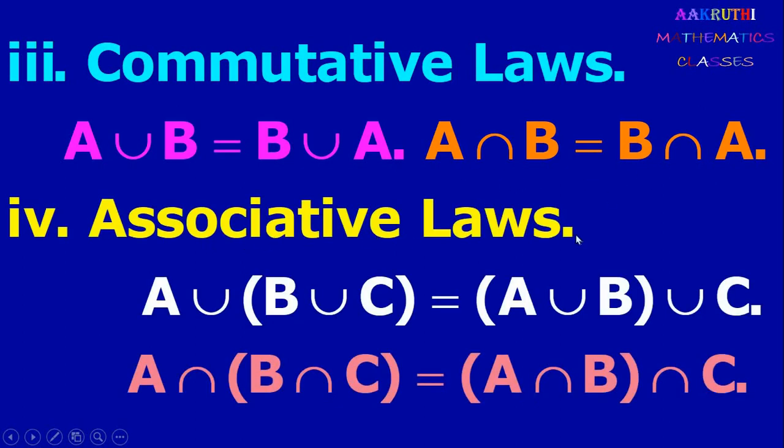So next one is the associative law. Associative law means changing brackets. Now here we have A union (B union C). It is the same as (A union B) union C. Now here the bracket is for B union C, and here the bracket is for A union B. Same way for intersection also. It is A intersection (B intersection C). It is the same as (A intersection B) intersection C. Now here the bracket is for B and C, and here the bracket is for A and B. So A intersection (B intersection C) is the same as (A intersection B) intersection C.